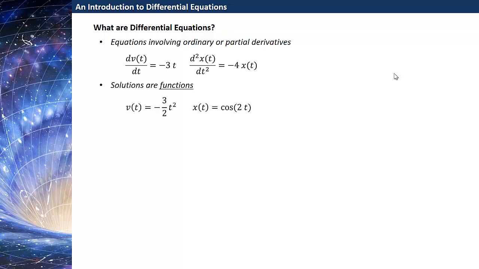The solutions to differential equations are functions rather than numbers. So, for instance, the solution to the first differential equation is v of t is equal to minus 3/2 t squared. That's one solution, at least. A solution to this other differential equation might be x of t is equal to cosine of 2 times t.